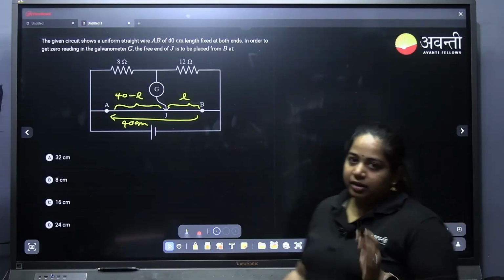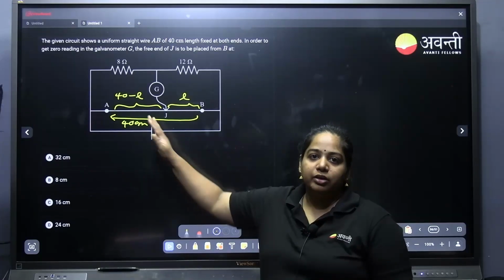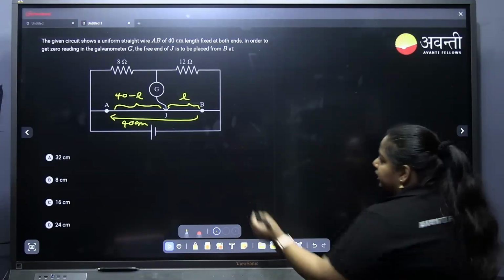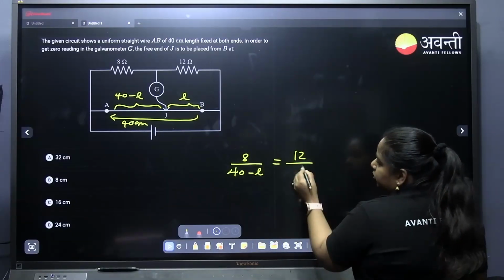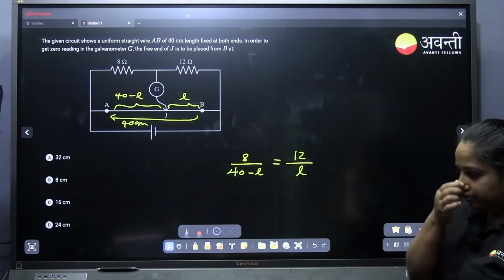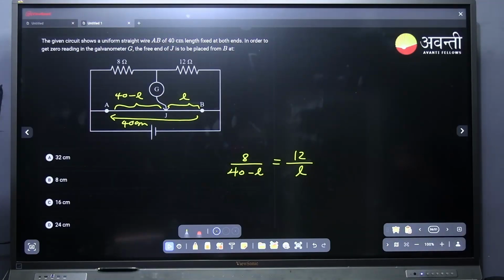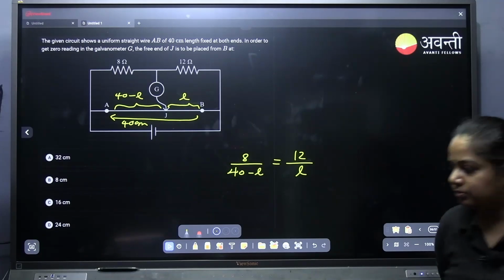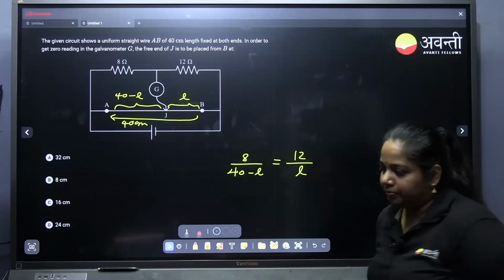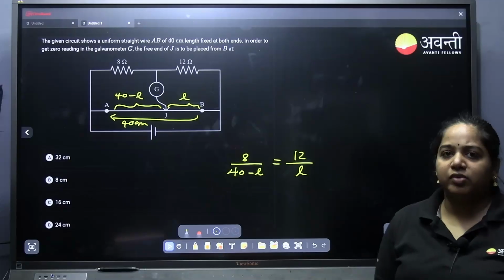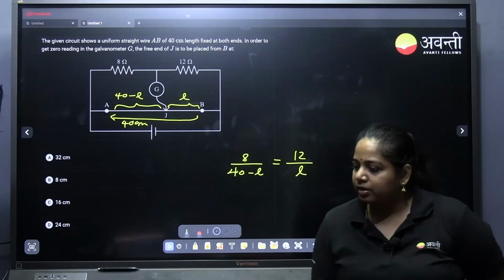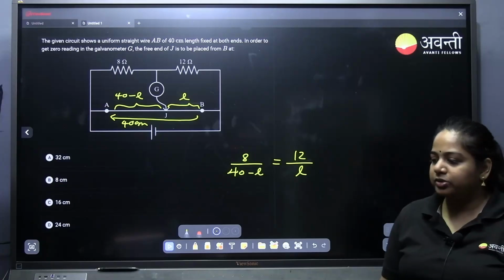Same meter bridge configuration, but instead of 100 centimeter, the total length is 40 centimeter. So here we can say 8 by 40 minus L is equal to 12 by L. Solve for L. D, 24 centimeter. That is the answer. I don't think there is much complication in this. Everybody can solve, right? Then we can move on to the next question.